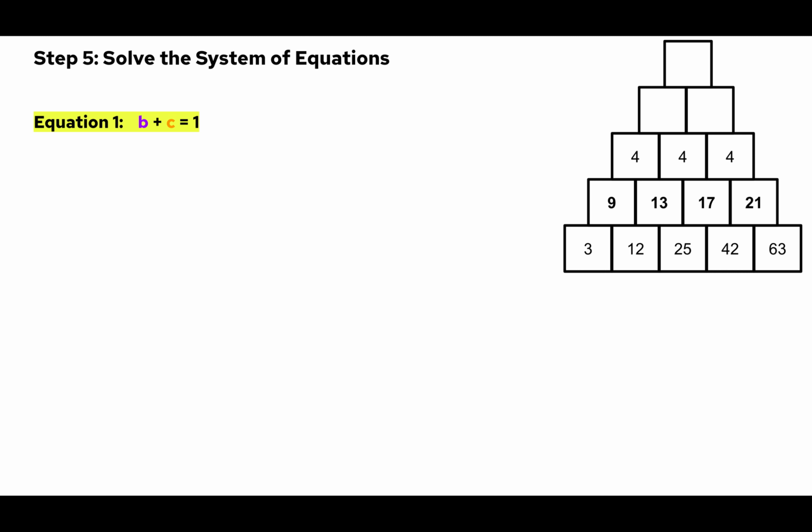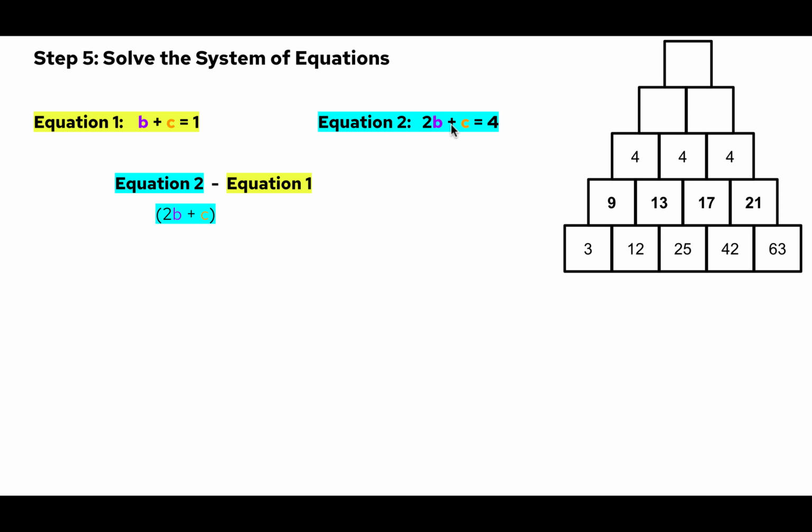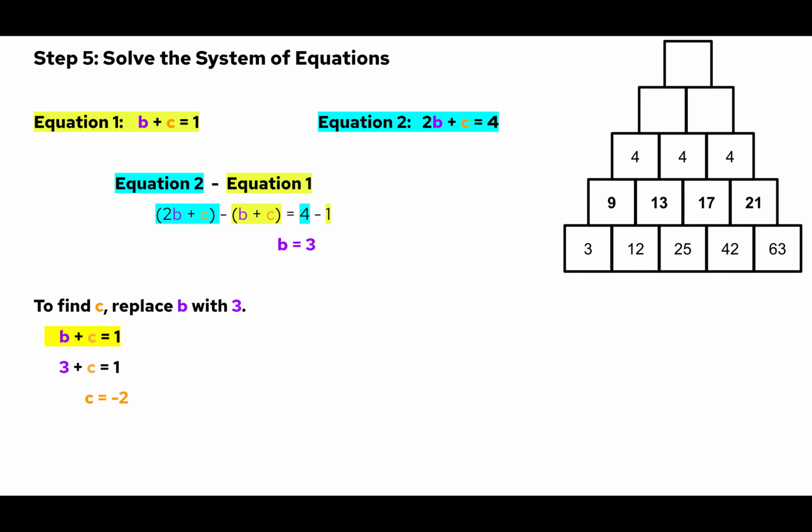Now we can solve using the system of equations, equation 1, equation 2. Subtract equation 1 from equation 2. Equation 2 is 2B plus C minus B plus C equals 4 minus 1. And I end up with B equals 3. 4 minus 1 is 3. Now I can replace B with 3. Let's use equation 1. B plus C equals 1. So I subtract 3 from each side and C equals negative 2.